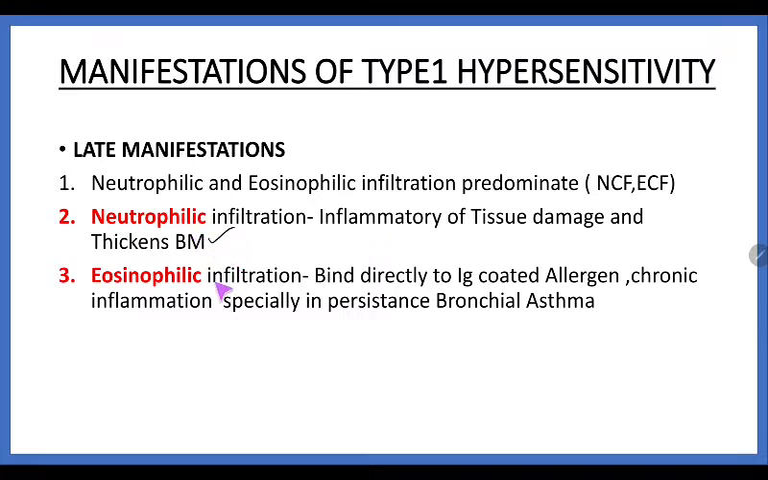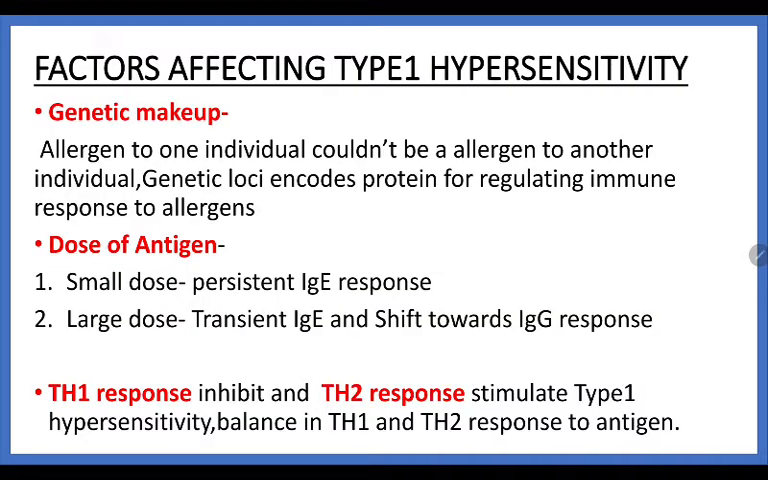Neutrophil will cause thickening of the basement membrane, and eosinophil is one of the factors that is going to especially cause inflammation and persistent bronchial asthma. Factors affecting type 1 hypersensitivity could be because of three things which I've already said. An allergen to one individual could not be an allergen to another, because there's a genetic loci that encodes a protein for regulating the immune response to the particular antigen.